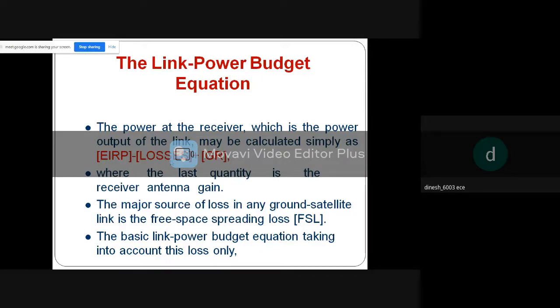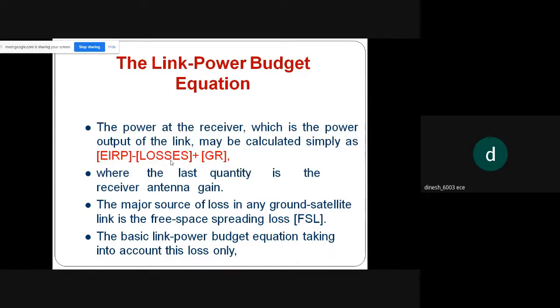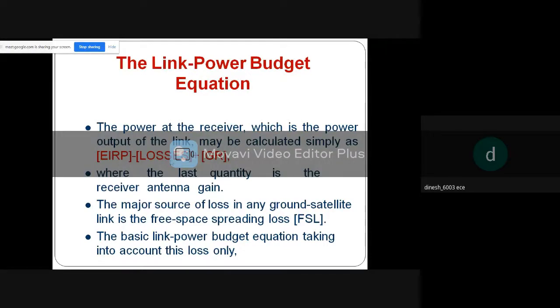EIRP minus losses plus GR. So GR is the receiver antenna gain. The major source of losses in any ground satellite link is the free space spreading loss, FSL, free space transmission losses.